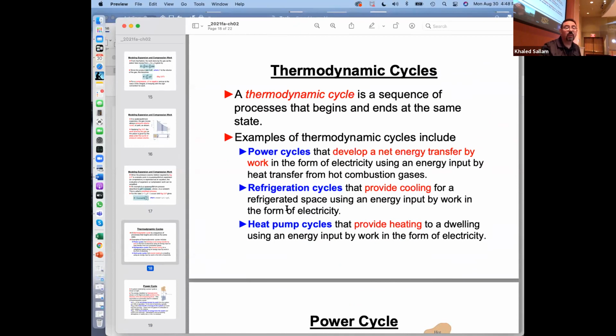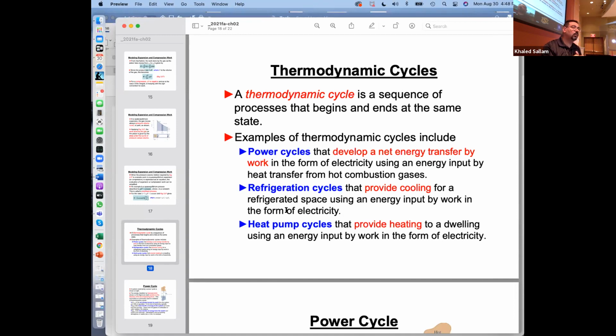And that will remain the same here. Today we're going to talk about refrigeration slash heating cycles. The purpose behind those cycles is to move heat rather than generate power. The power cycle's job is you give it heat, you get mechanical work. The refrigeration and heat pump cycles are the opposite. You give them work and you expect them to do heat transfer.